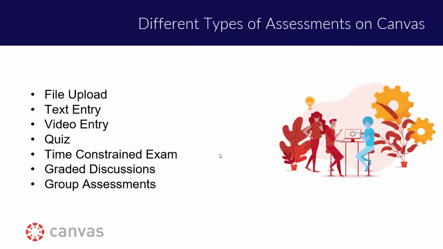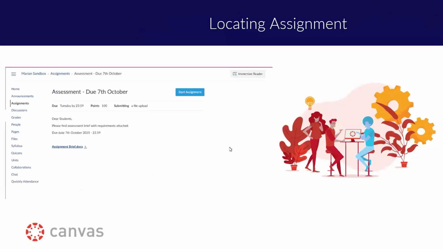So I'll start off by talking about the different types of assessments on Canvas. We have file upload, text entry, video entry, quizzes, time constrained exams, graded discussions and group assessments. So there's lots of different options there. Really, your lecturer will decide what way they want to assess you. A lot of assessments would be under the file upload option, though other options are also used. I'm just going to give you a brief overview of those first, and then Jeremiah will do a demonstration on Canvas itself.